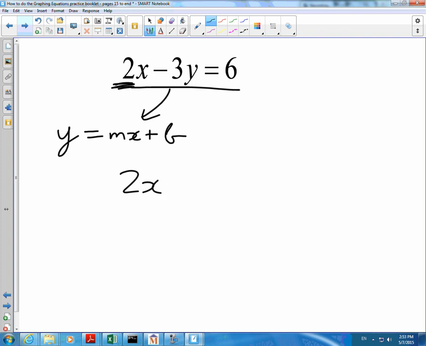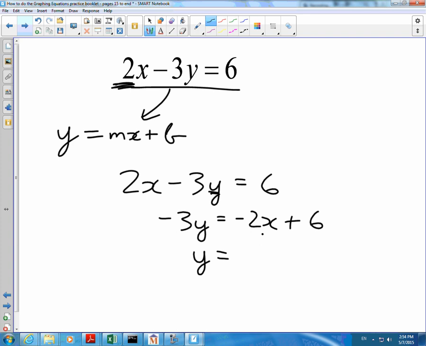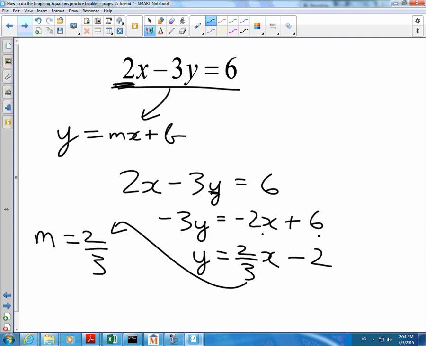So I would start with 2x minus 3y equals 6, and I'm going to isolate for the variable y. And to do that, I'm going to minus 2x from both sides. Then I'm going to divide both sides of the equation by -3. Remember that both of these parts need to be divided by -3. And when you divide two negatives, you get a positive. So this number is 2/3 x, and this number is -2. So once again, my slope is 2/3.